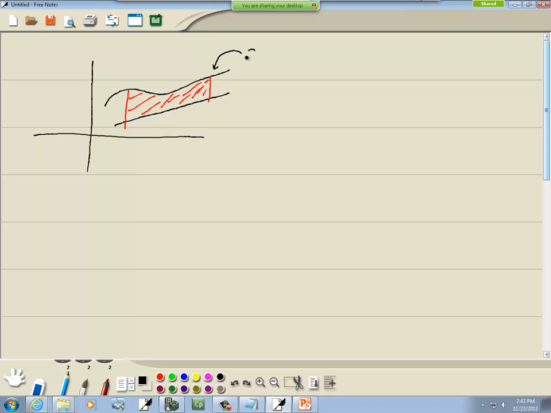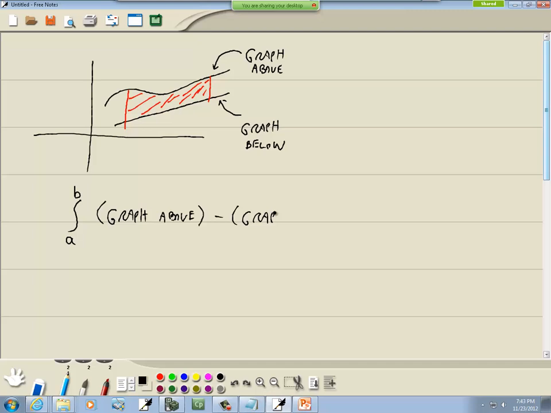This is going to be our graph above. And this will be our graph below. And the setup on it will be we'll be going from some kind of x value to some kind of x value. I'll just say a to b. And we'll have our graph above minus our graph below. So that's going to be our setup on these problems.